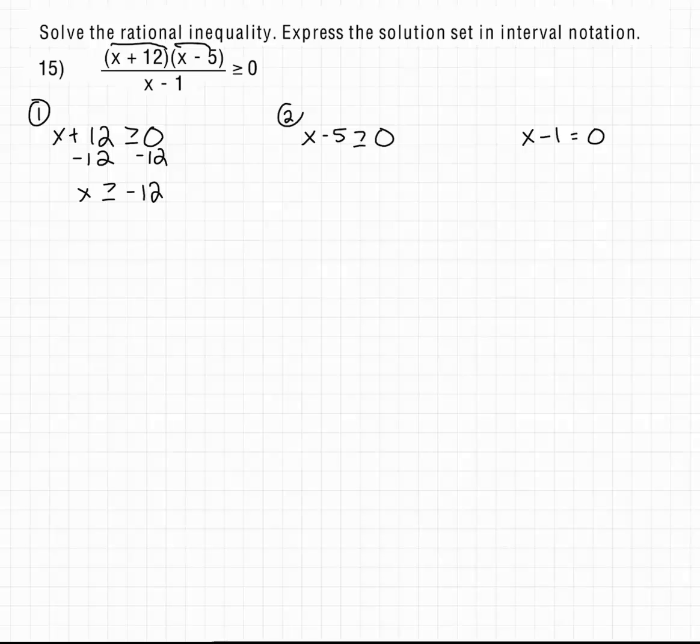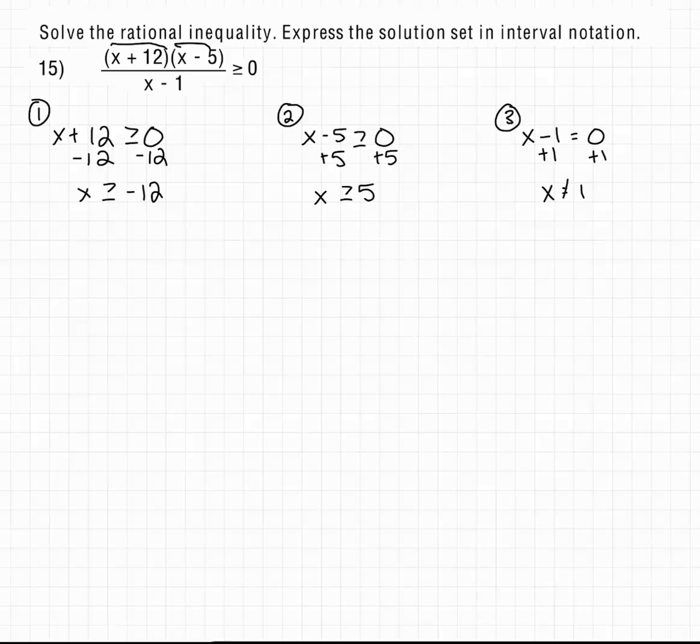Next, we're going to do it to our second term in our numerator. We're going to add 5 to both sides to isolate, and that'll leave us with x is greater than or equal to positive 5. Lastly, we're going to look at our third term, the first and only one in our denominator. We're going to add 1 to both sides, which leaves us with a statement that x cannot equal positive 1.